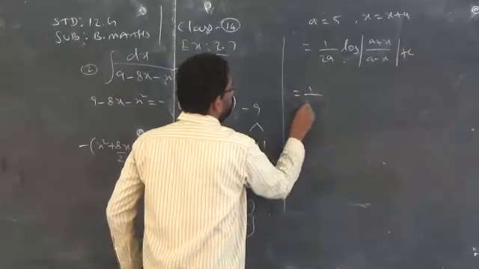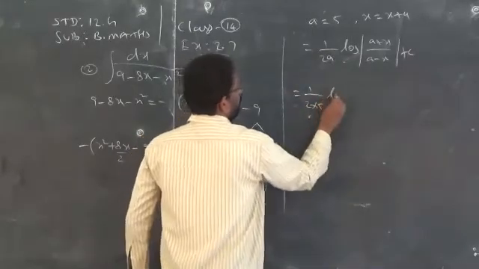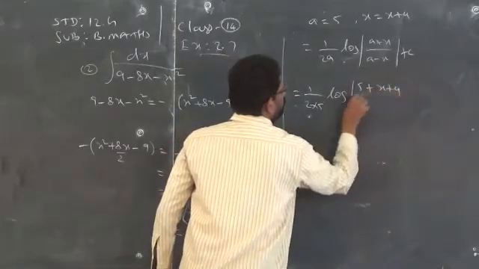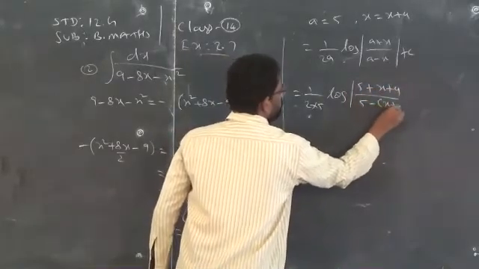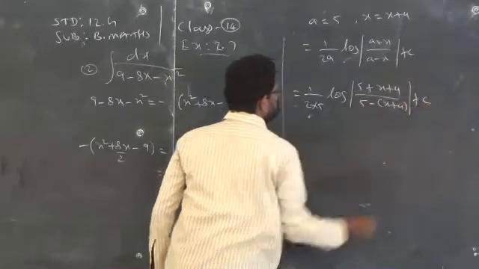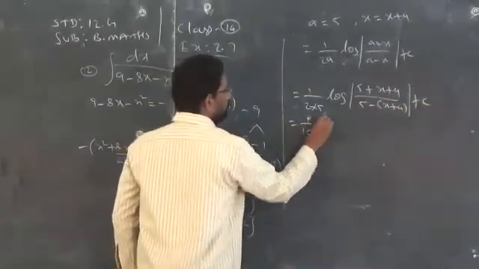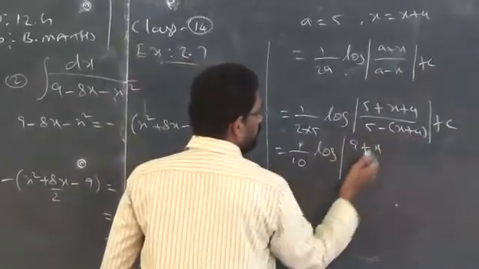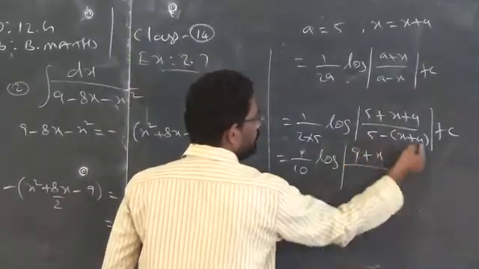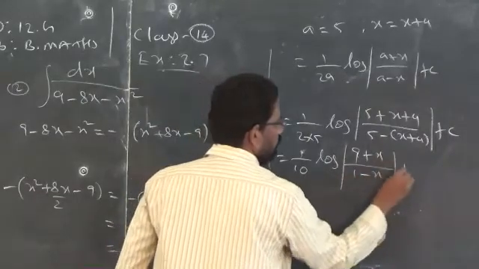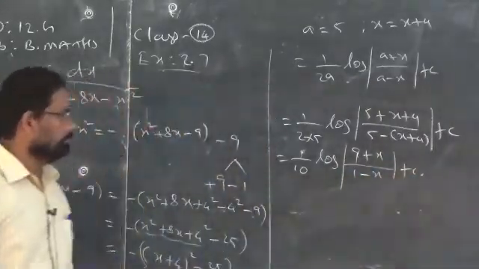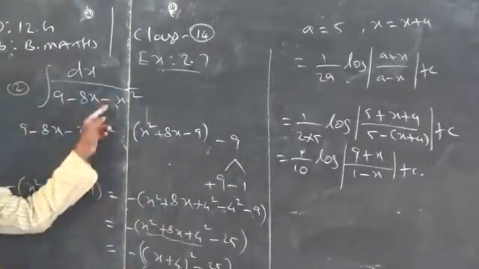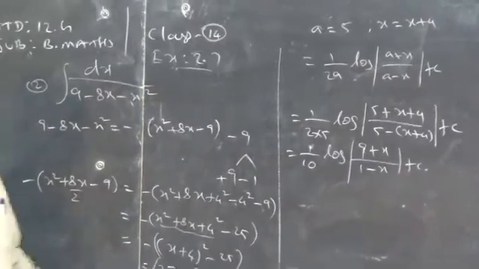So, 1 by 2 into 5 log a is 5, 5 plus x plus 4. Here 5 minus of x plus 4 modulus. So, it is 1 by 10 log 9 plus x. When you take minus inside the bracket, 5 minus 4, 1, 1 minus x. Clear? So, be careful of using the minus sign when you take any number outside of the integrand. Be careful, do not repeat the mistakes like that.